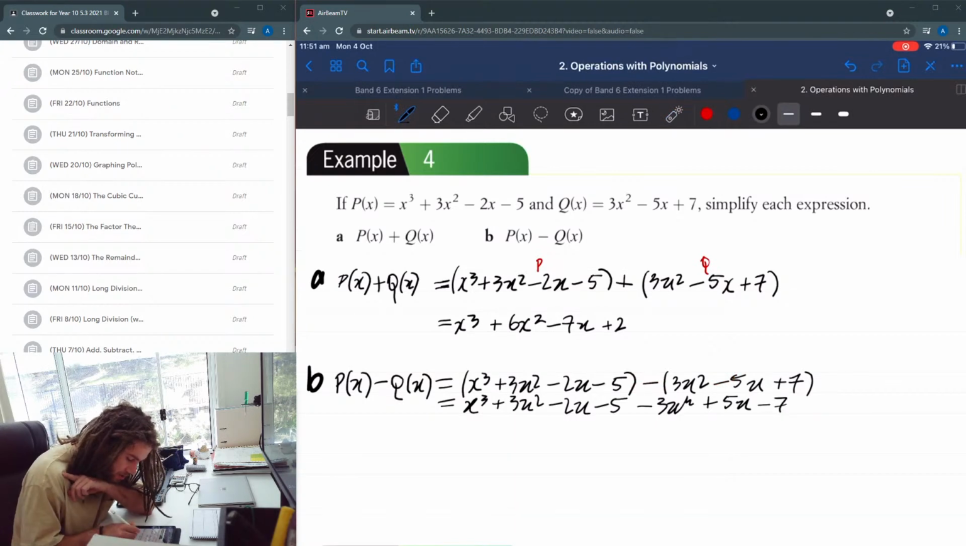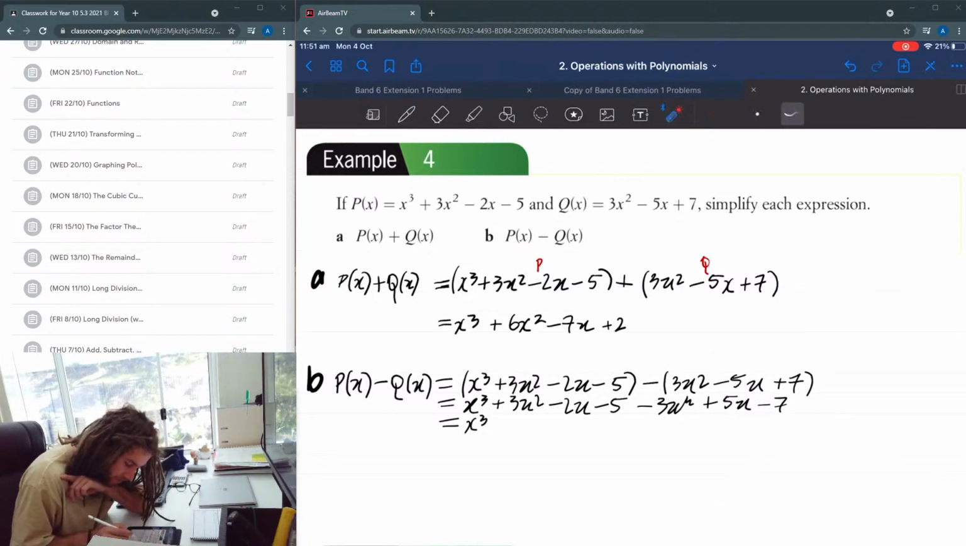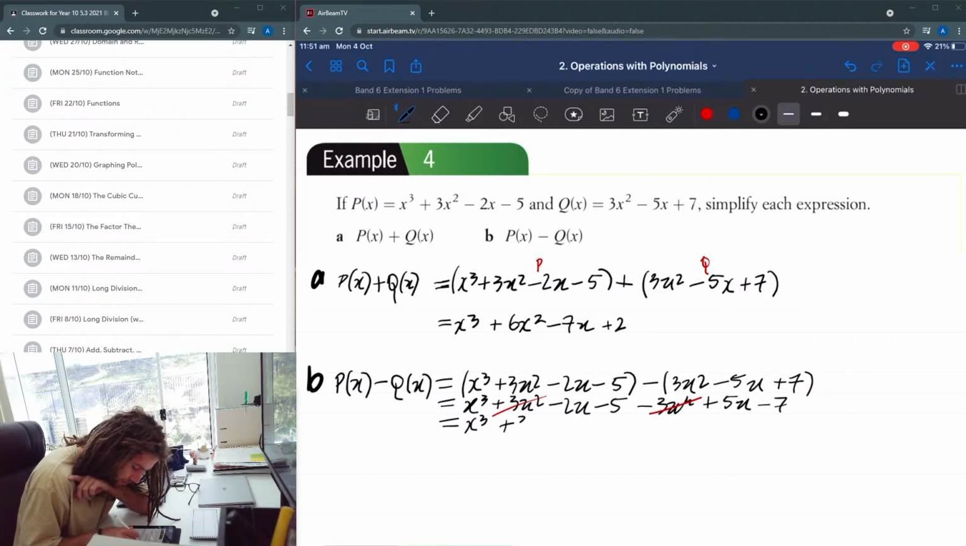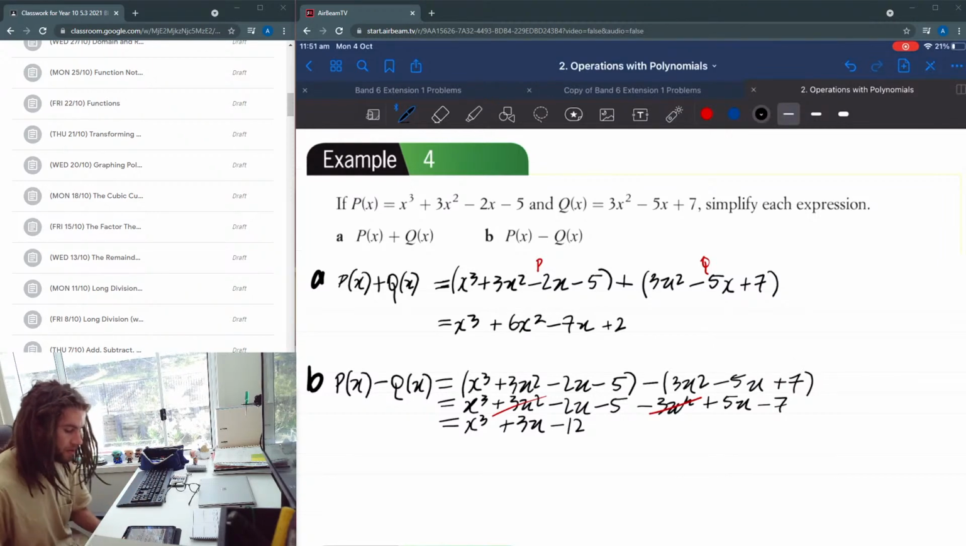So now I can start collecting like terms. So x cubed, okay, I've got a plus 3x squared and a minus 3x squared. So that's 0. So then let's just get rid of them so they can go. Okay, then I've got a minus 2x plus 5x. So that's going to be 3x. And then I've got minus 5 minus 7, which is minus 12. And that's it. So that's how we add and subtract 2 polynomials, exactly how you add or subtract anything else.